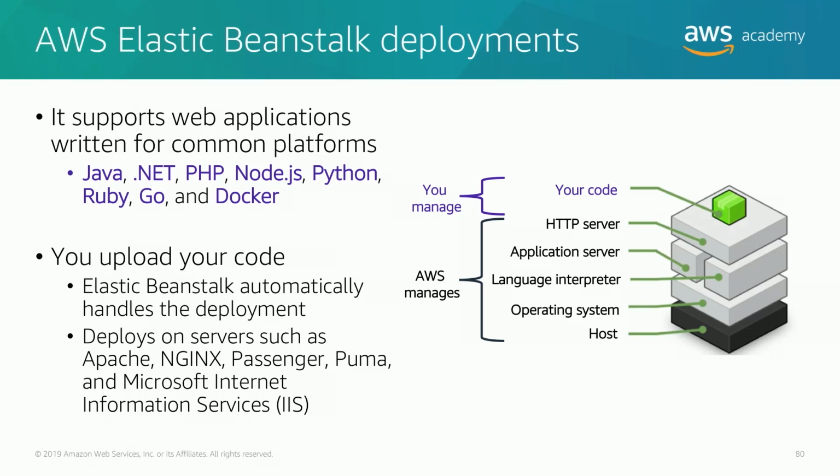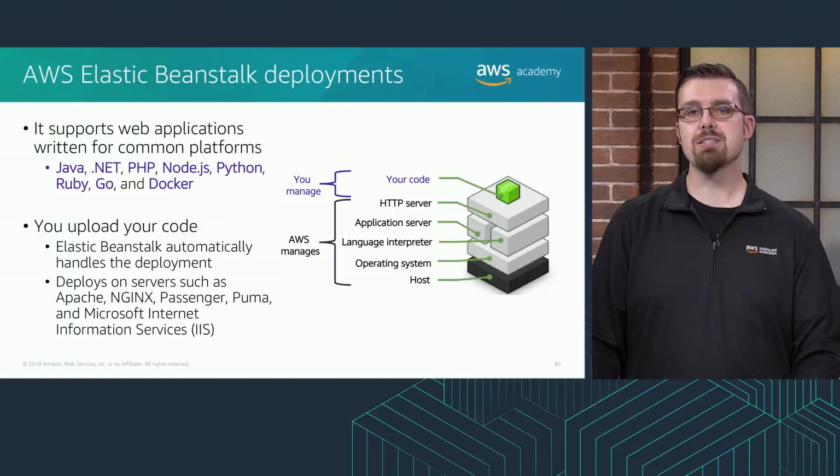AWS Elastic Beanstalk enables you to deploy your code through the AWS Management Console, the AWS Command Line Interface, Visual Studio, or Eclipse. It supports a broad range of platforms, including Java, .NET, PHP, Node.js, Python, Ruby, Go, and Docker. Elastic Beanstalk provides all the application services that you need for your application. The only thing you must create is your code. AWS Elastic Beanstalk deploys your code on several popular application web servers.